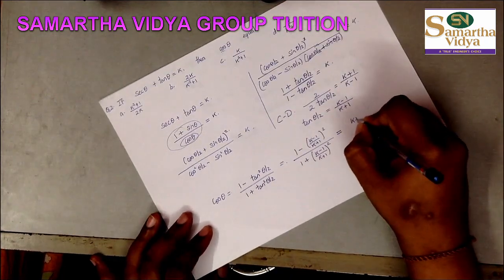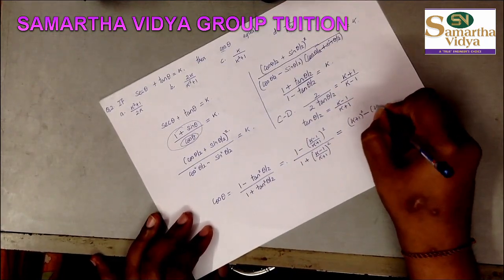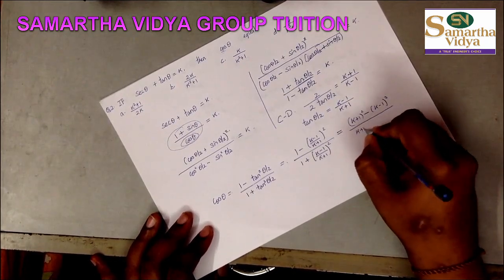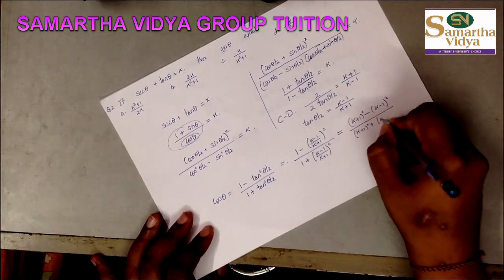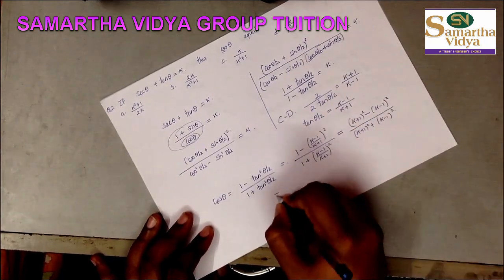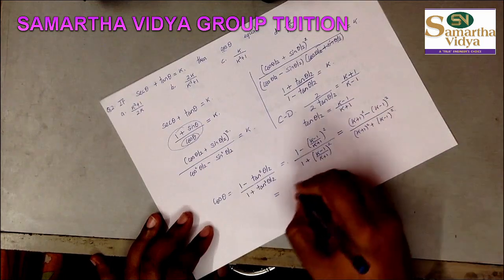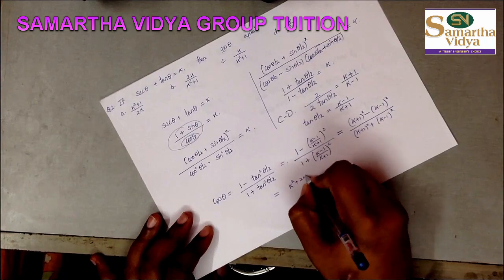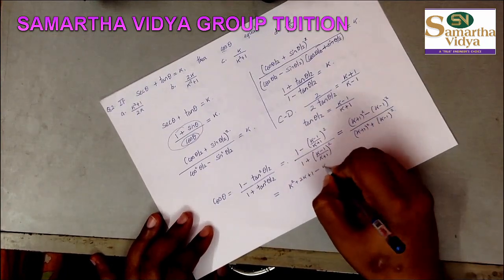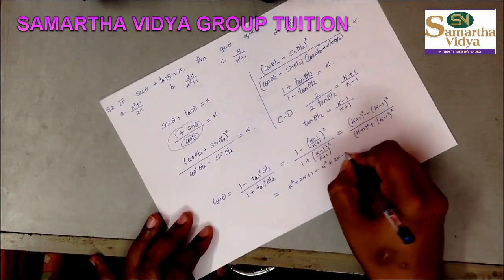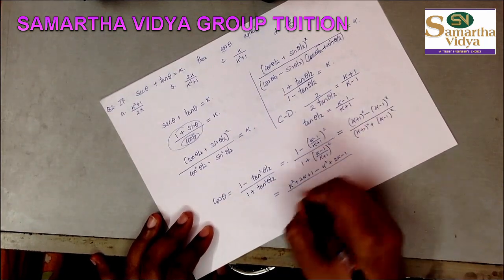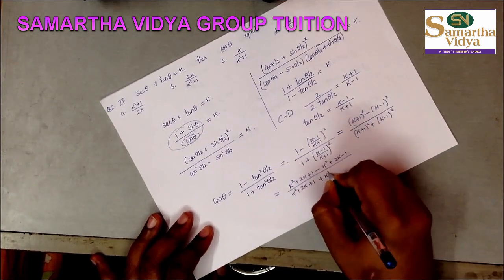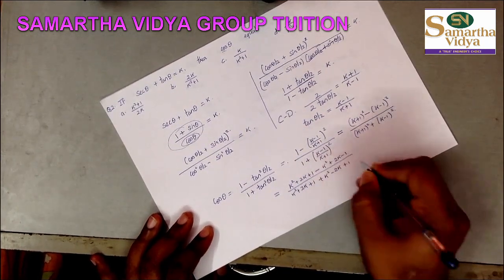So this becomes k plus 1 the whole square minus k minus 1 the whole square, upon k plus 1 the whole square plus k minus 1 the whole square. So simplifying that, it becomes k square plus 2k plus 1 minus k square plus 2k minus 1, upon k square plus 2k plus 1 plus k square minus 2k plus 1.